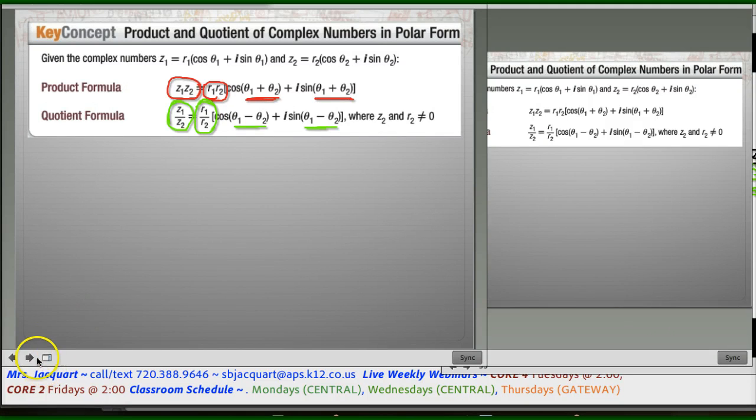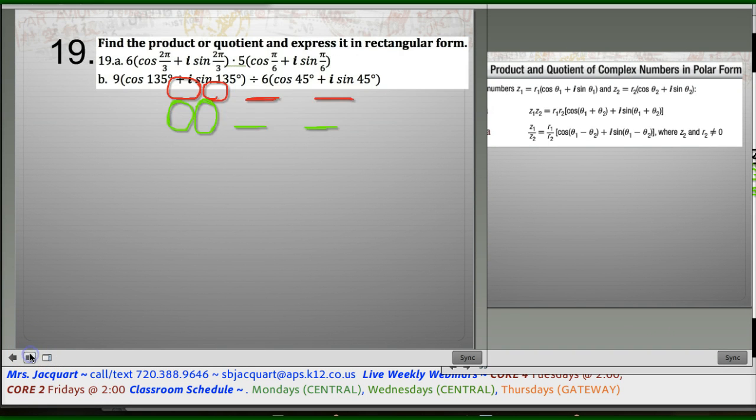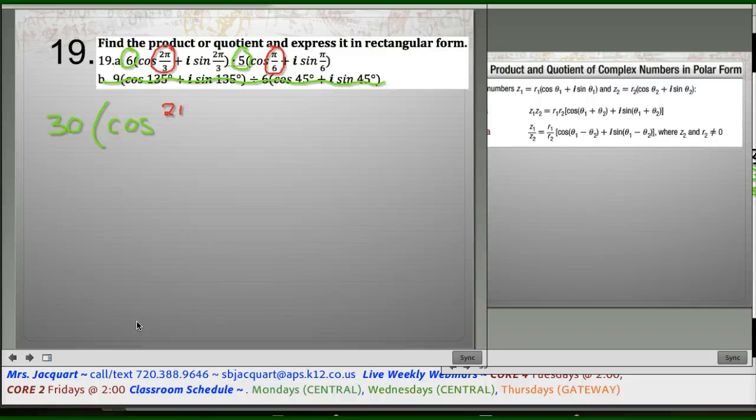Okay, let's do it. It's really easy. And I think I have both. So let's go ahead and put squiggles through here. When we're multiplying, we're going to multiply our r's. So we get 30. And we're going to do cosine, and we're going to add our thetas: 2 pi thirds plus pi sixths, plus i sine, same thing, 2 pi thirds plus pi sixths.